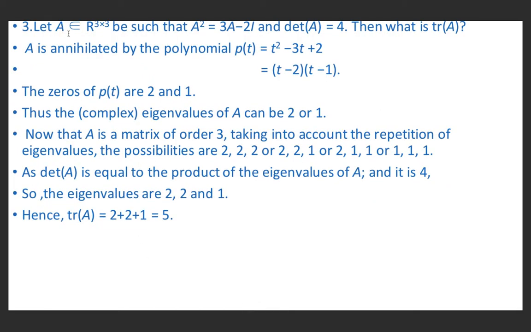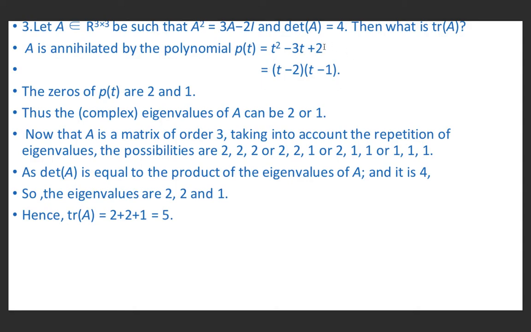If we consider a matrix A of order 3 such that A square equal to 3A minus 2I and determinant of A is equal to 4, then we want to find the trace of A. A is annihilated by the polynomial P(t) equal to t square minus 3t plus 2, because A square is equal to 3A minus 2I. If we shift this to right hand side, we will have A square minus 3A plus 2I equal to the null matrix. So A is annihilated by the polynomial P(t) equal to t square minus 3t plus 2.